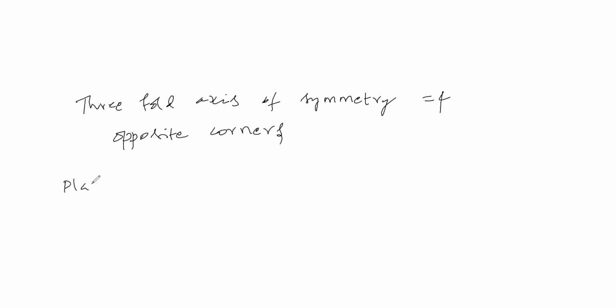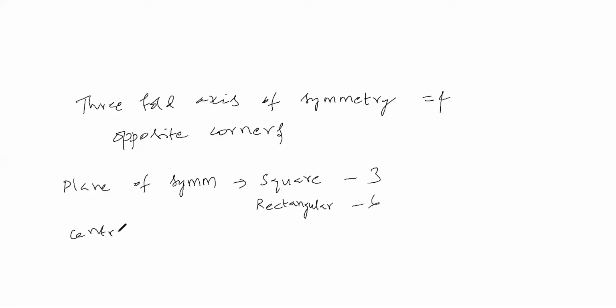Okay. Then now we will see all. Now we will take plane of symmetry. We discussed plane of symmetry. In plane of symmetry, square plane of symmetry we said 6. Then rectangular plane of symmetry we said 6. Then we said center of symmetry, how many we said means 1.